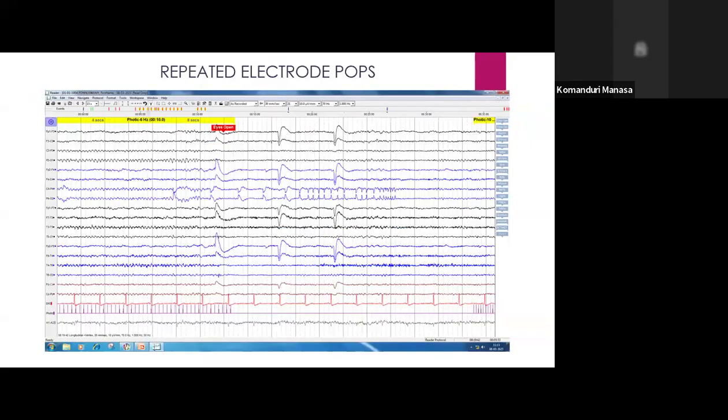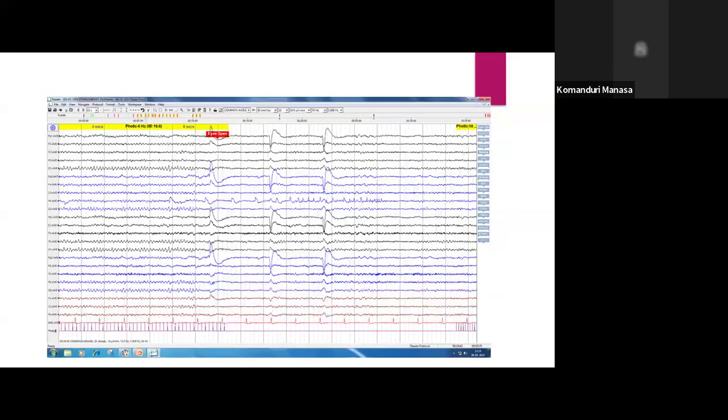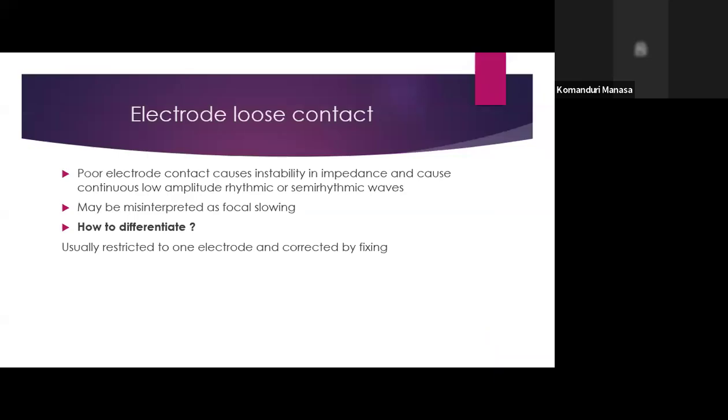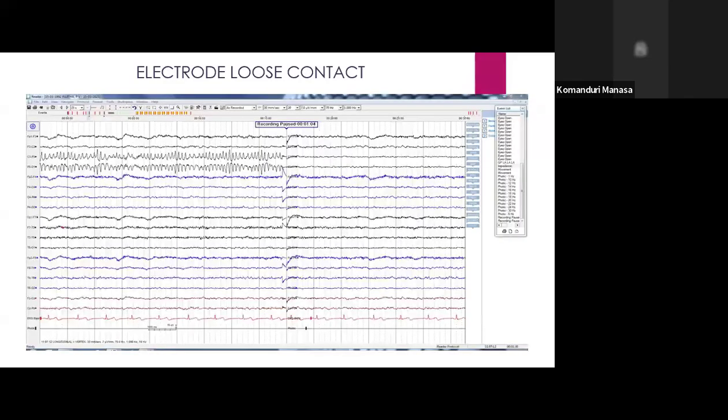These are repeated electrode pops which are seen at the P4 electrode. When we see it in the common average, we can see the P4 electrode pop, a single channel producing the electrode artifact. Electrode loose contact, or poor electrode contact, causes instability in impedance and continuous low amplitude rhythmic activity, which may be interpreted as focal slowing. It is also restricted to a single electrode and can be corrected by fixing it.